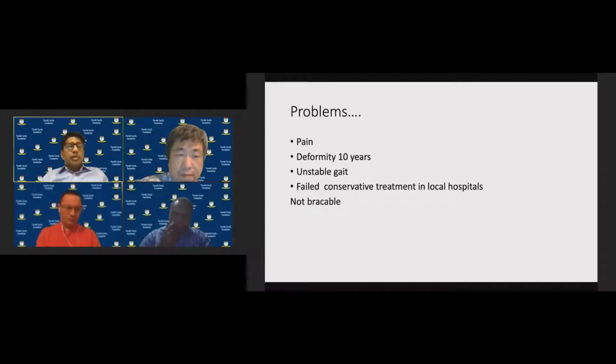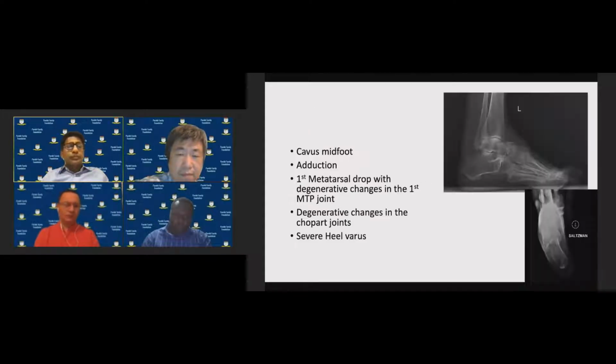So the problems were pain and deformity for 10 years. She has an unstable gait and failed conservative treatment in hospital, and the foot is not braceable too. So basically she had a cavus foot, adduction of the foot, first metatarsal drop with degenerative changes, and also degenerative changes in the Chopart's joint and severe heel varus.